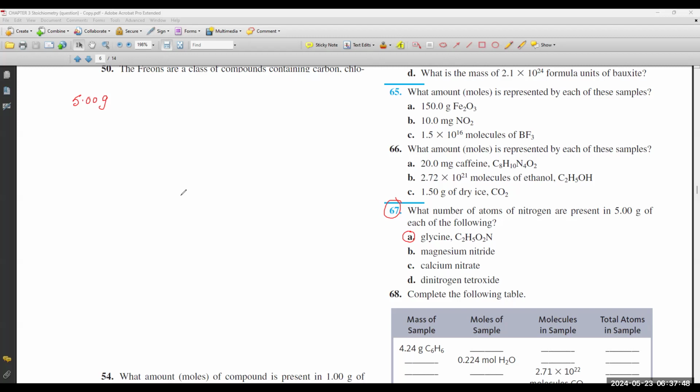Okay. So now let's do the planning. Read the question carefully. What is given? 5.00 grams of glycine. I'm writing glycine as GLY. From grams of glycine, where are you going to go? Always remember grams to moles. You'll go for moles of glycine. From moles of glycine, you will go for moles of nitrogen. And from moles of nitrogen, you can go to the number of nitrogen atoms. That's the planning.